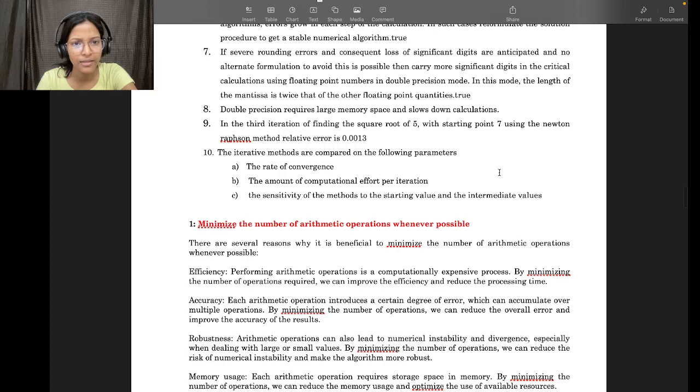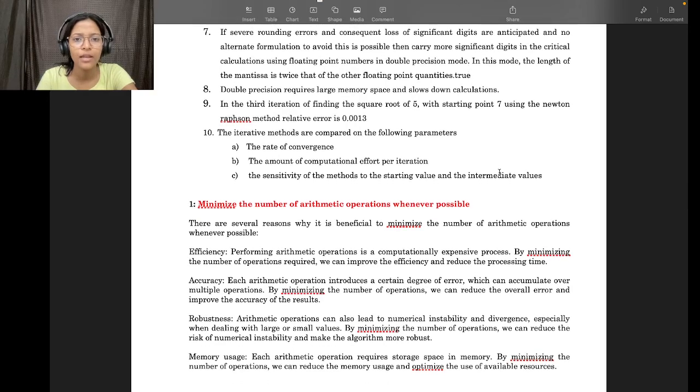Moving forward to the eighth statement, that is, double precision requires large memory space and slows down calculation. That is exactly true: when the number is very large, it will take large memory, and doing any calculation over large numbers, of course, takes more time as compared to small numbers. So this statement is also true.